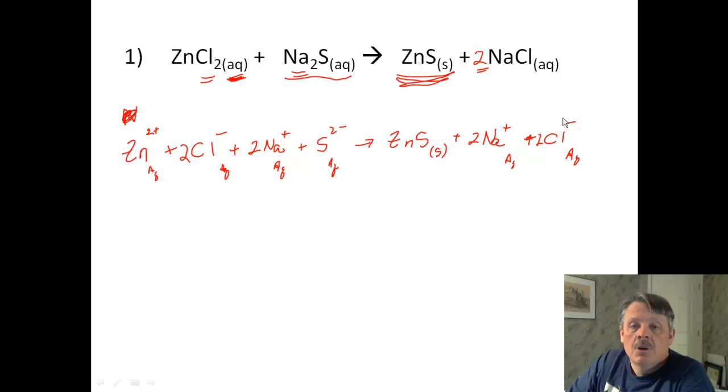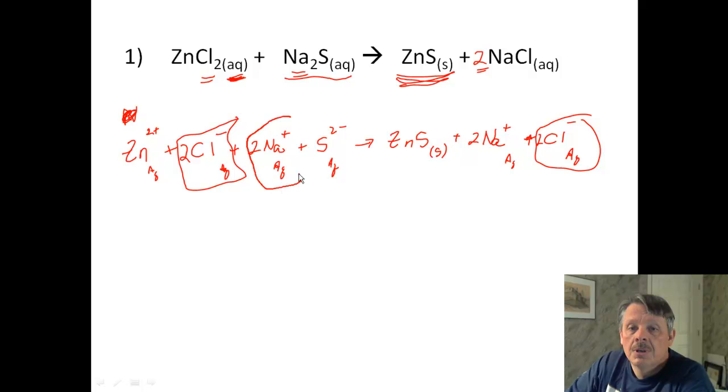So as I look over here on the right, I've got 2 chlorines that are both aqueous, and over here on the left, I've got 2 chlorines that are negatively charged that are both aqueous. I also have 2 sodiums over here that are both aqueous, dissolved in water, and the same thing over here. I've got 2 of them. And then I'm done, because over here I have a solid.